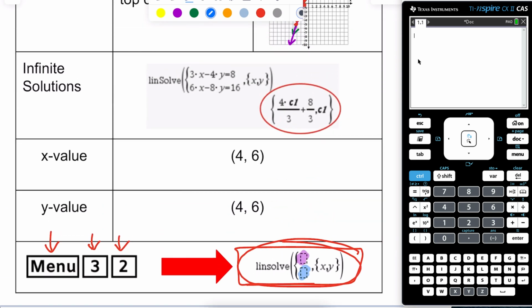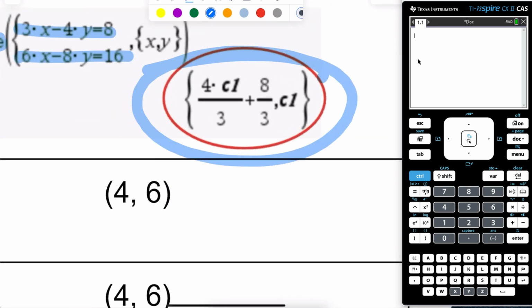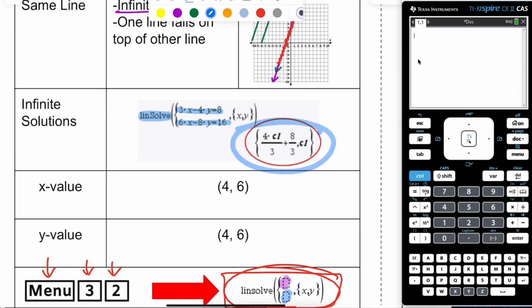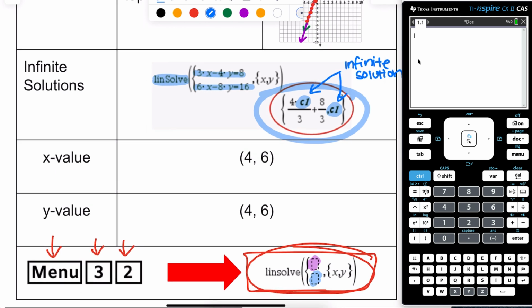Now, if we solve these two equations, we get this crazy looking answer. The thing about this is anytime you see the letter C in your answer, it's going to mean infinite solution. Then when it says x value, it's talking about the x number, so the 4. If it says y value, it's talking about the y number, 6.